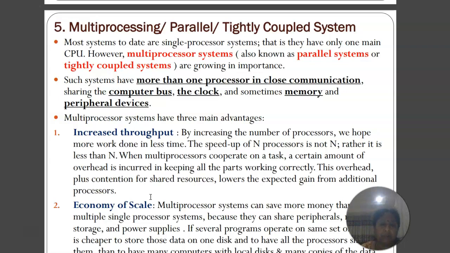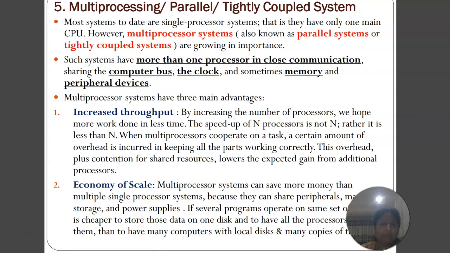Economy of scale. Multiprocessor systems can save more money than multiple single processor systems because they can share the peripherals, mass storage, and the power supply. If several programs operate on the same set of data, it is cheaper to store those data on a disk.